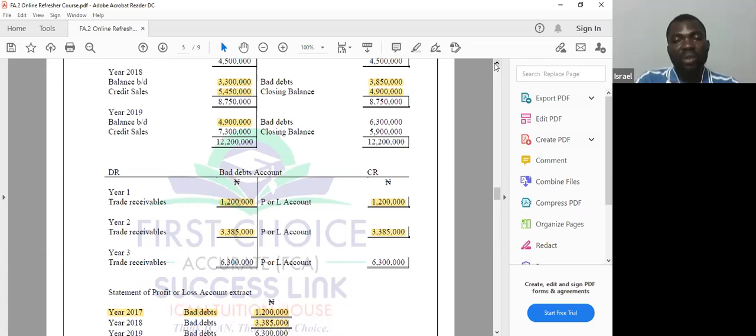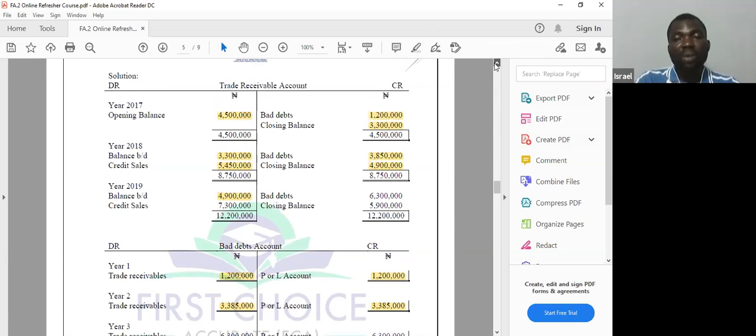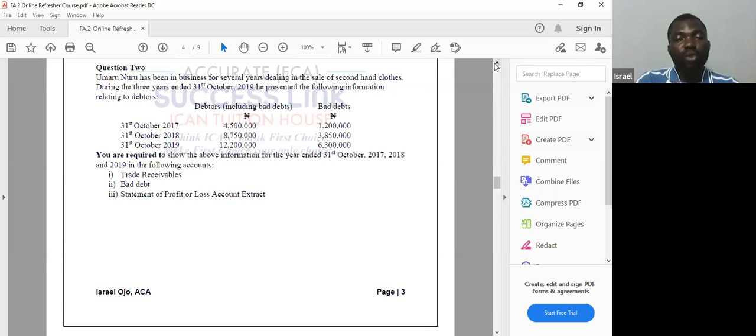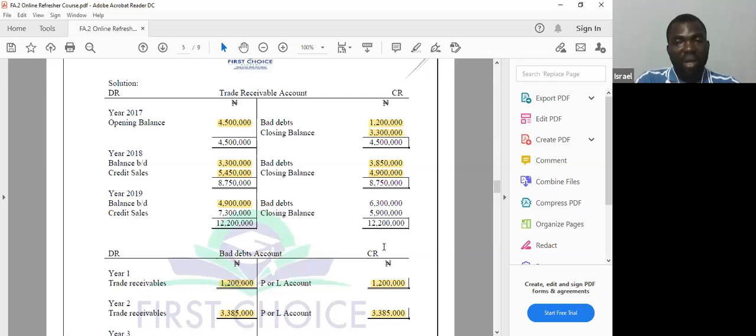So now, after that being said, let's look at the third year, that's year 2019. The same principle that we applied to year 2, which is 2018, is what we have to apply to the last one as well. We have the opening balance and the closing balance to get all the credit sales for the year. That gives us 7.3, which is the credit sales for the year.